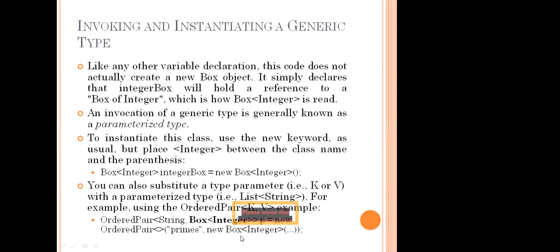So what type of integers are we declaring? For example, here the prime numbers are going to be mentioned in the OrderedPair class. We are giving headings to the values by using this also. So this is invocation of generic types. So here we are talking about generics.